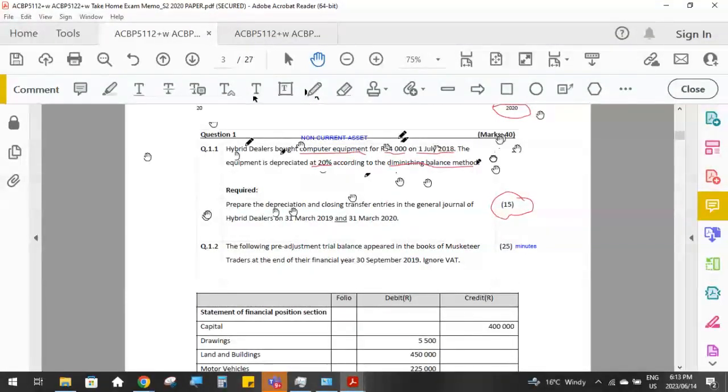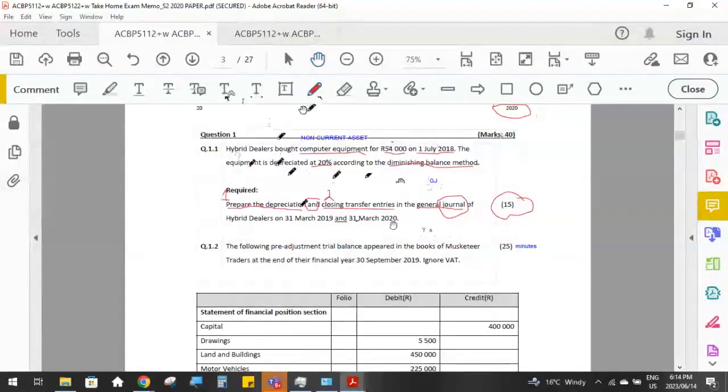So what they want us to do is prepare the depreciation. Okay, so that's number one. Prepare the depreciation, and secondly, they also want us to do the closing transfer entries in the general journal. Okay, the general journal, not the general ledger, the general journal. Remind yourself 1,000 times of the difference between those two things.